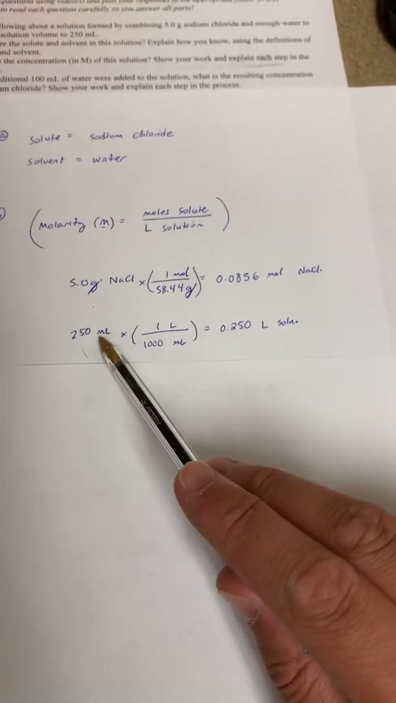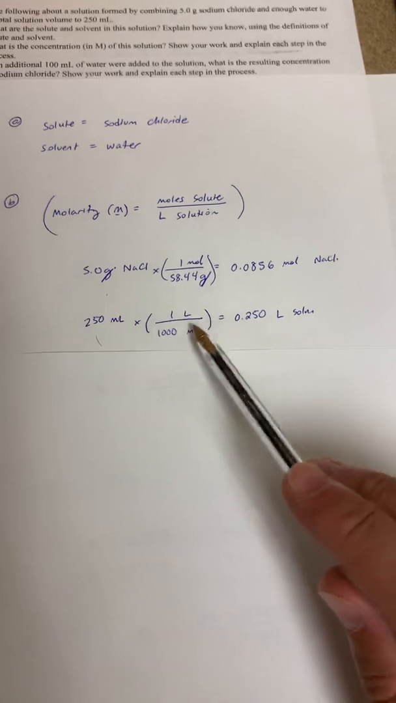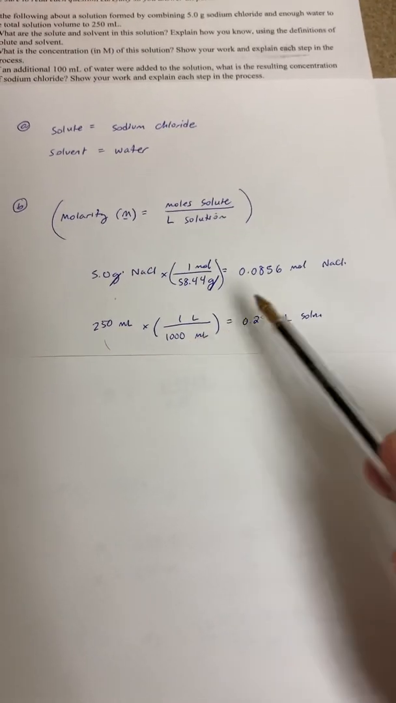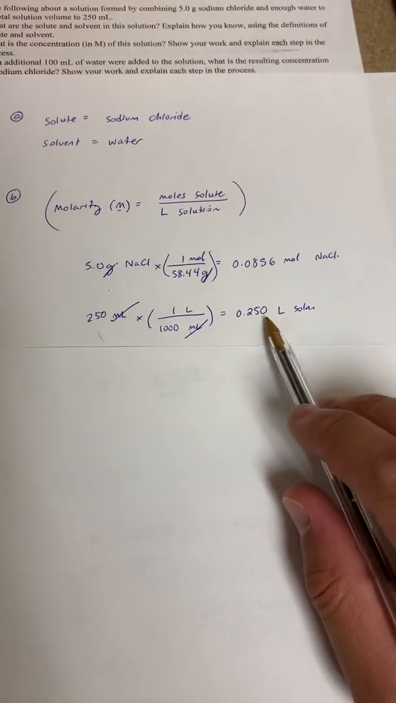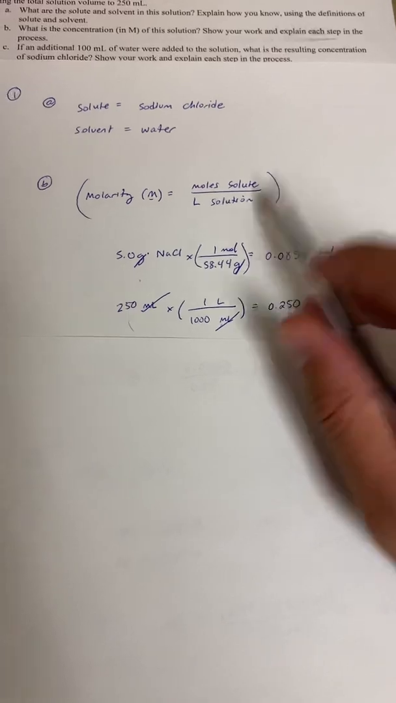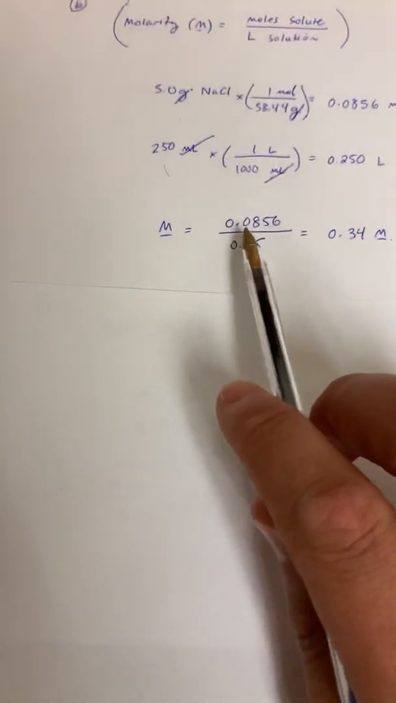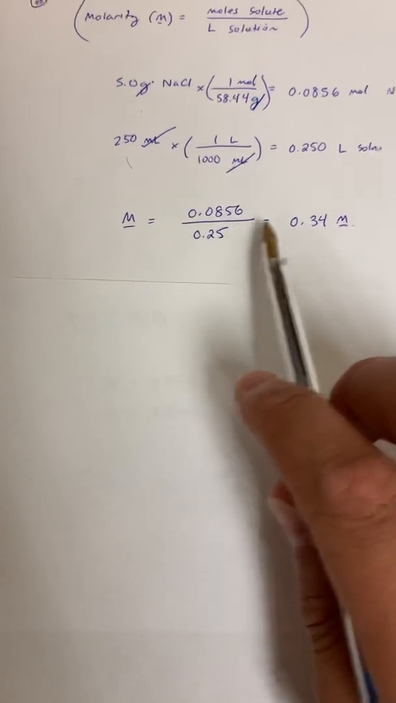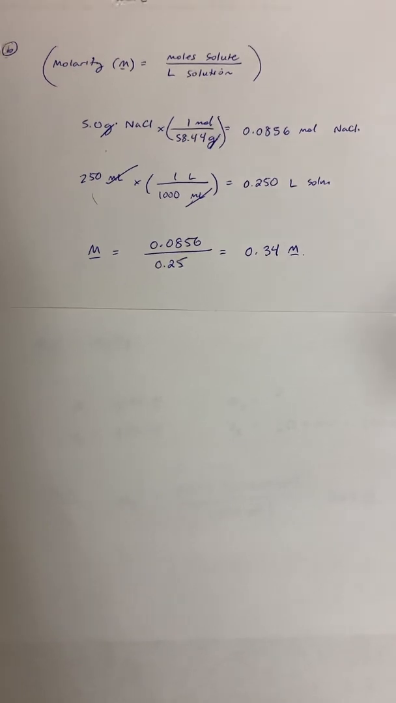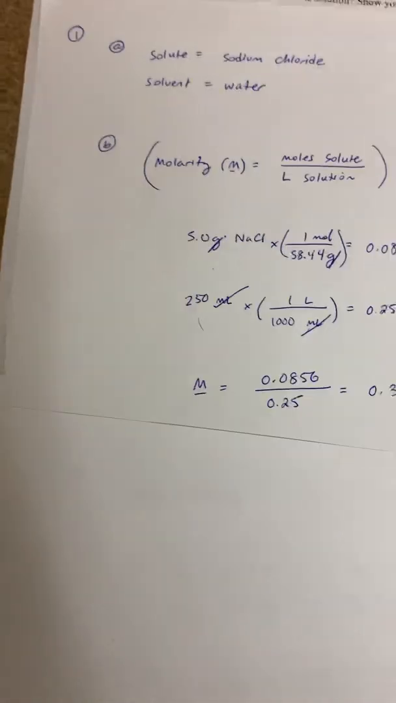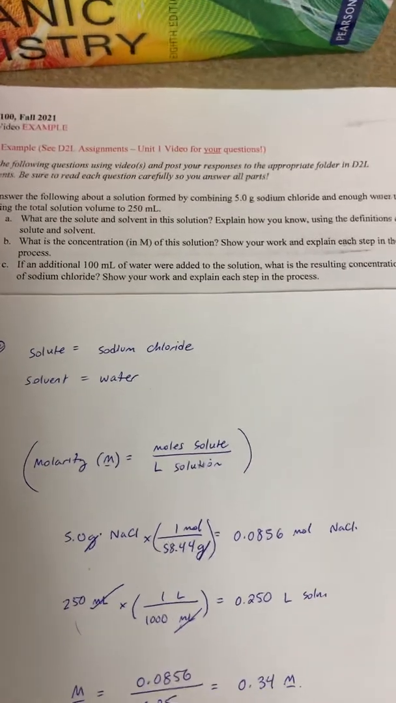I then had to convert milliliters of solution into liters, so I did that using this conversion. 1,000 milliliters is the same as 1 liter. Milliliters cancel. Now I'm left with 0.25 liters of solution, which I will then plug in down here. So here's that work where I plugged in. I have moles divided by liters to give me this molarity right here. I got 0.34 molar.